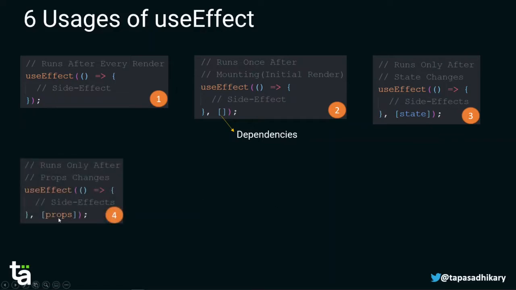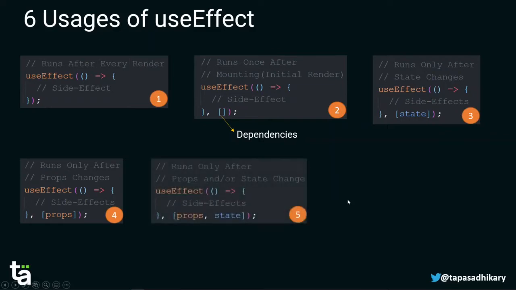So if I pass the props to the dependency array, and again this is an array, so multiple props you can pass with comma separated values. So when the props change, the side effect runs. So this is the fourth one. Now the next one could be a case where both state and props change, or multiple state, multiple props change. So maybe that is the time you have to actually pass the states and props as comma separated values to this particular array, and that's what you're doing.